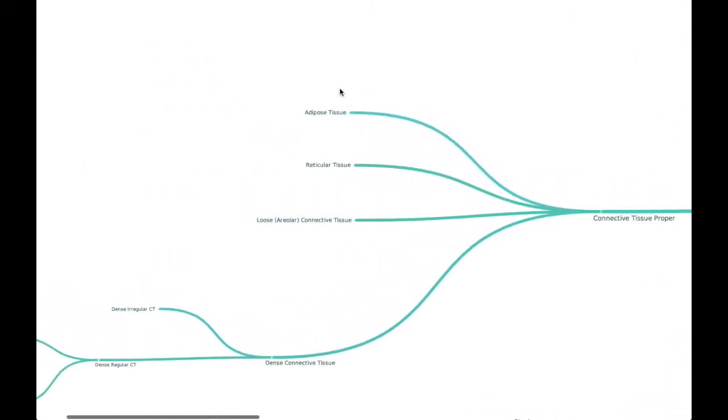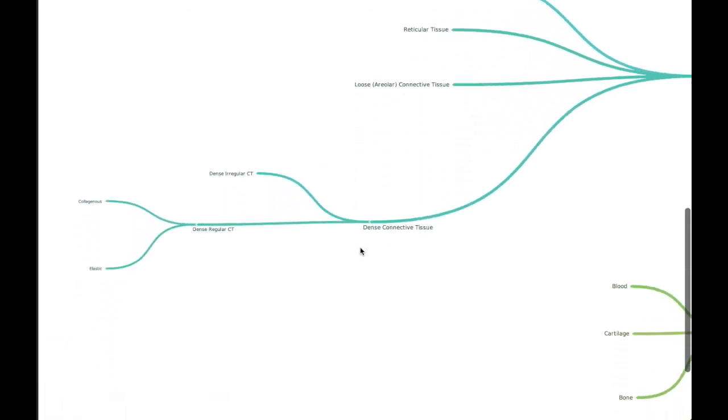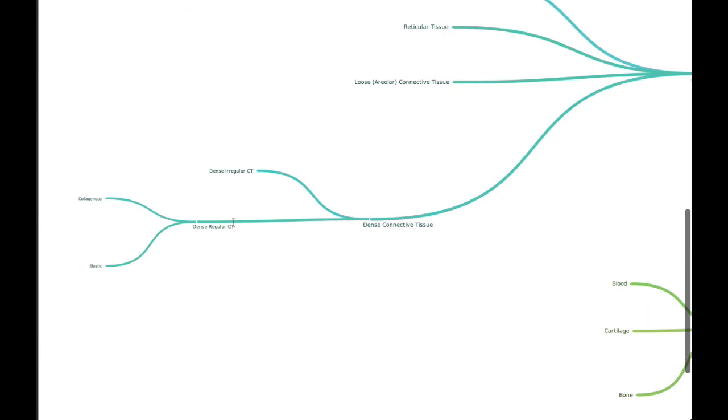Connective tissue proper is made up of adipose tissue, which makes up the omentum or subcutaneous fat, reticular tissue, which includes lymphatics and bone marrow, loose areolar connective tissue, which is going to be surrounding most of our organs and blood vessels, and then finally the dense connective tissue, which breaks down further into dense irregular or dense regular.